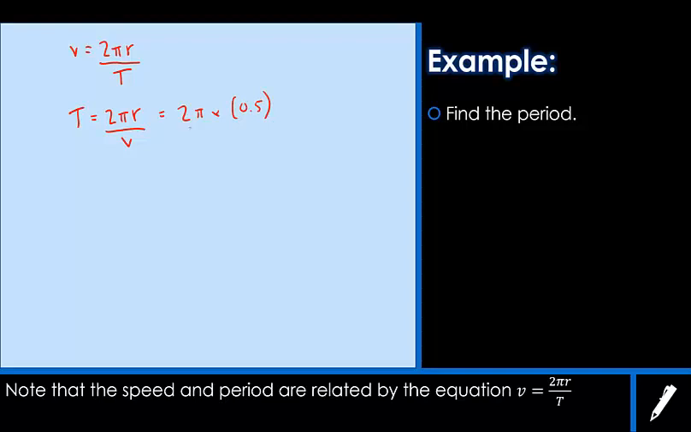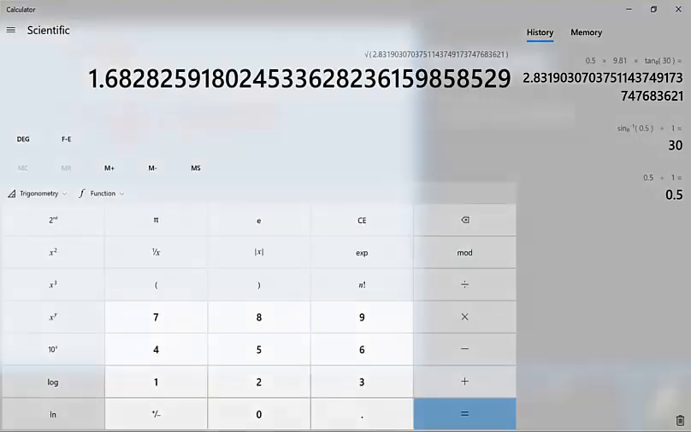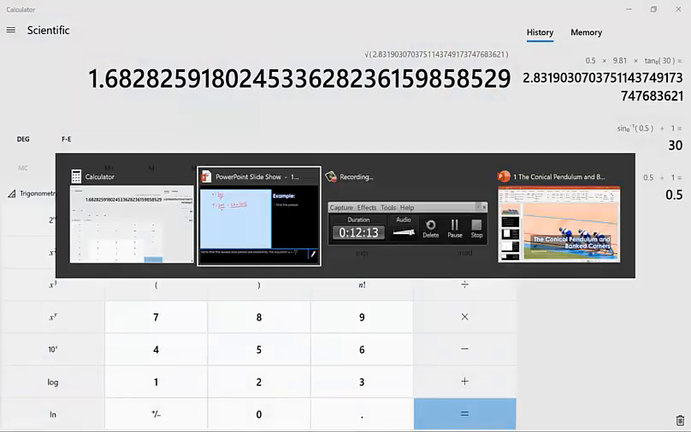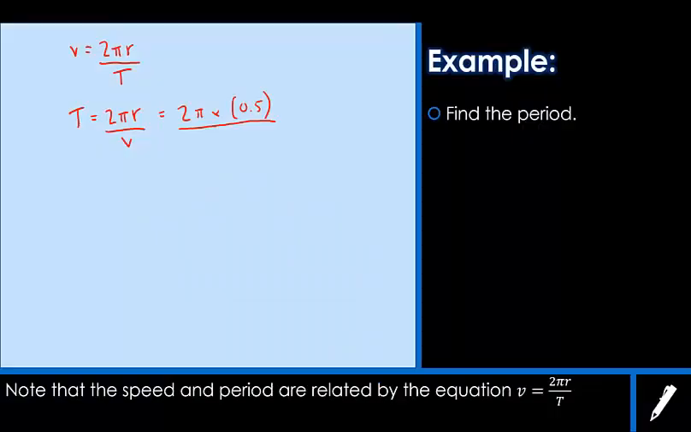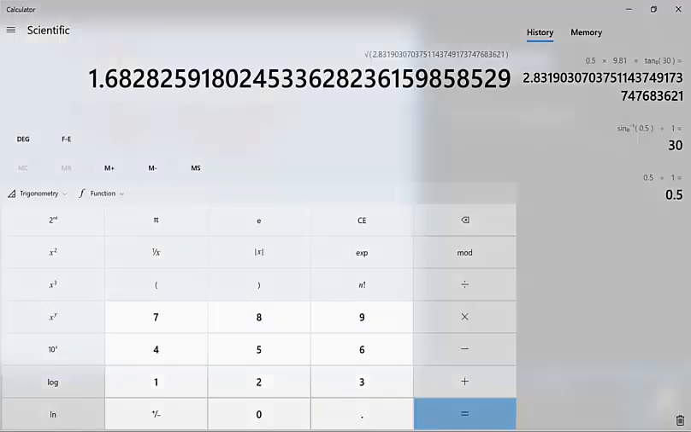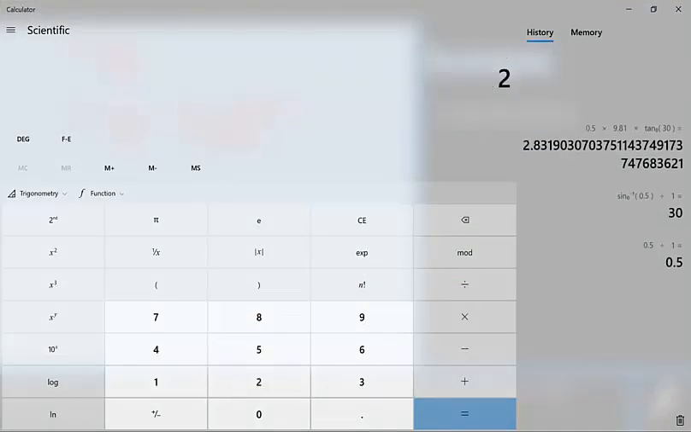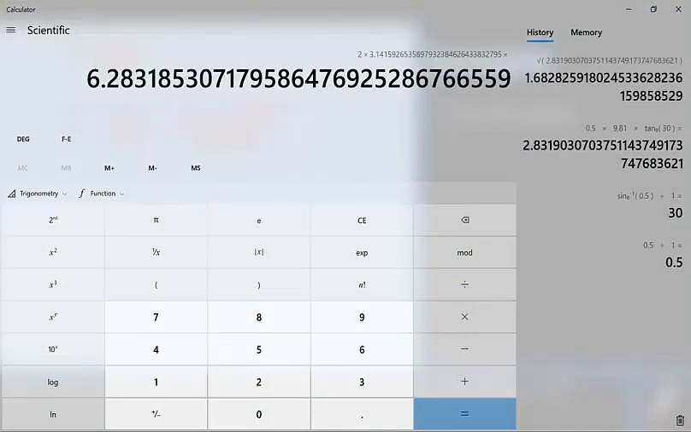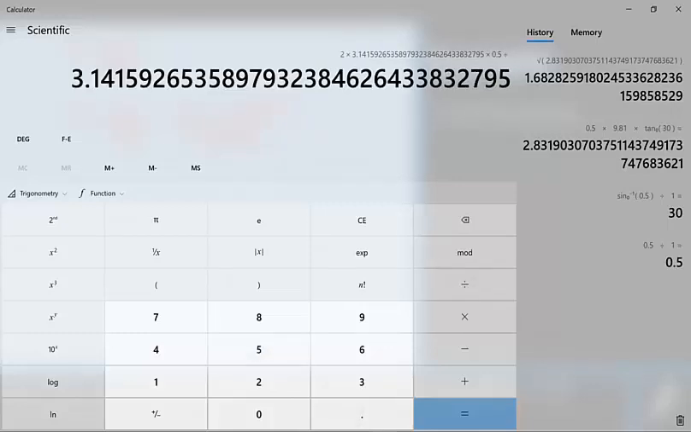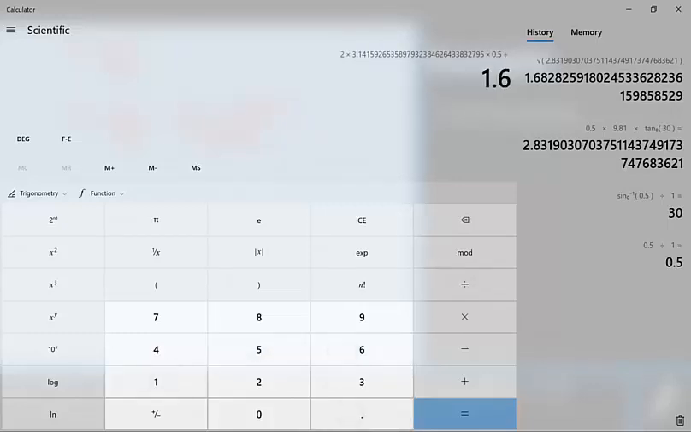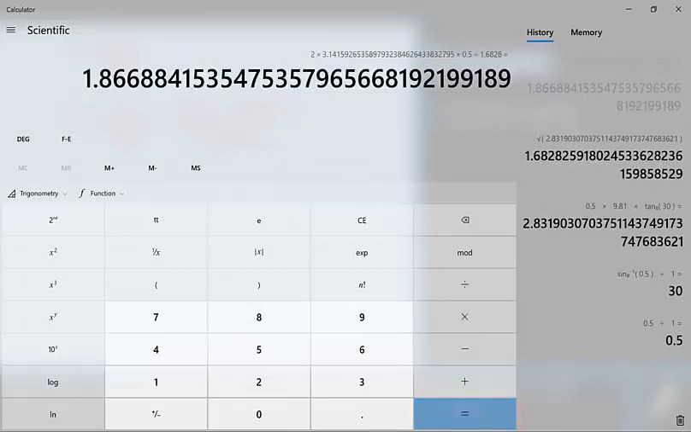in one full cycle. And the speed that it was going at was rounded to 1.7, but we'll use a less rounded number in our calculation. So it's 1.6828, which gives us an answer of 2 times pi times 0.5 divided by 1.6828 is 1.866.